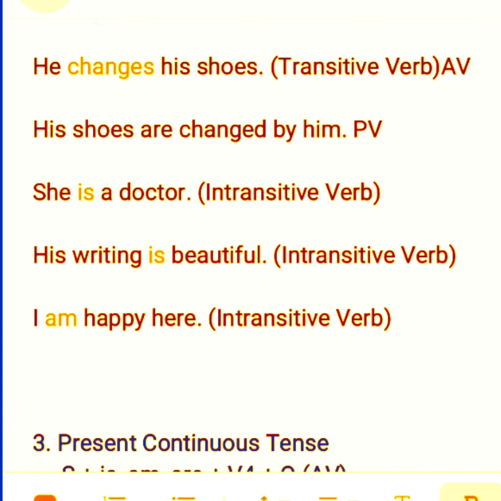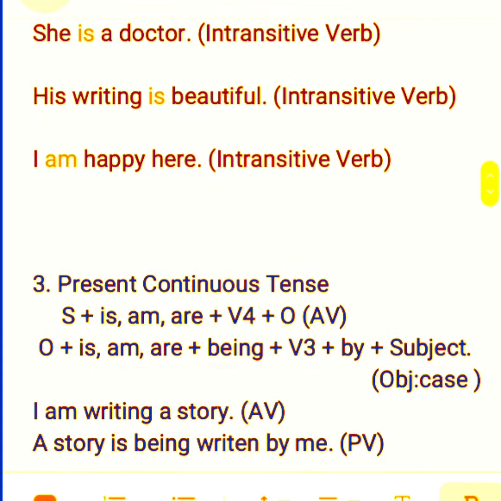Suppose if there were he or she is writing a story, then we would have changed into passive voice. Okay. But here it is not possible to change this sort of sentence into passive voice. His writing is beautiful. This is just described and it cannot be changed into passive voice. I am happy here. Again, this is just telling about my state, my situation, but there's no object. So this verb is intransitive.